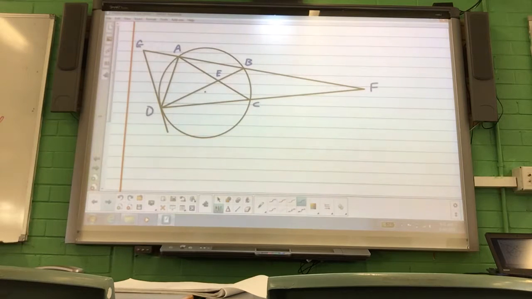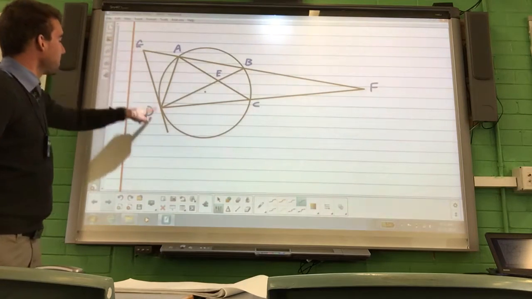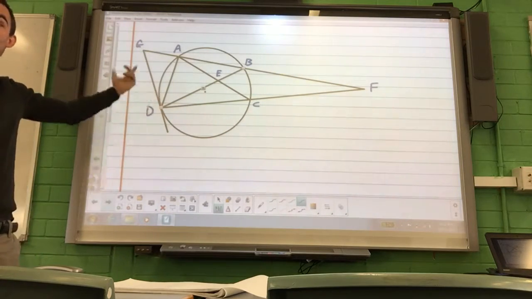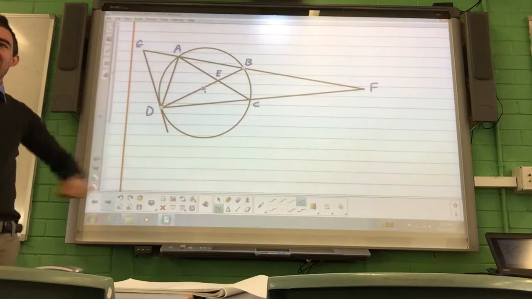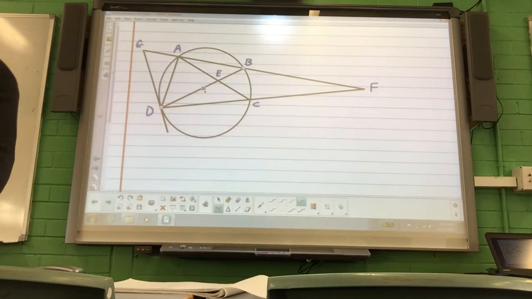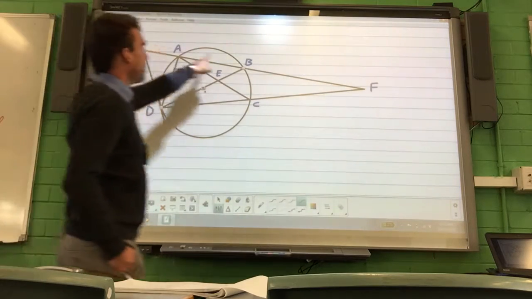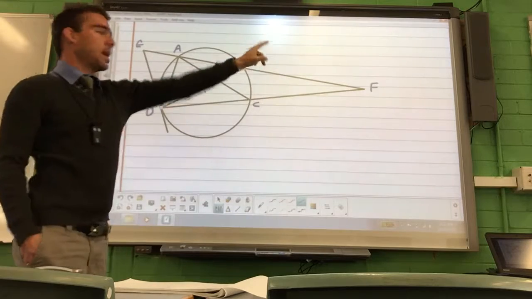Okay, so DG is a tangent to the circle at D. Okay, so the tangent here is the tangent there. So what are we thinking when we say tangents and chords? Okay, automatically thinking those things. GABF and DCF are straight lines.